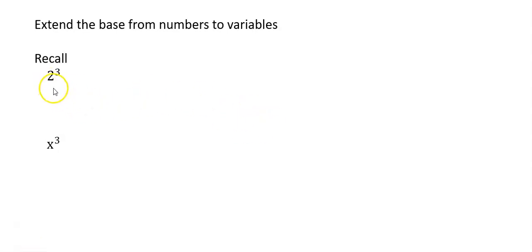So first we recall the definition of exponents. 2 to the third means we multiply 3 copies of the base number 2. So this equals 2 times 2 times 2. And if we replace the base 2 with a variable, say x, the meaning doesn't change, so we're still going to multiply 3 copies of the base, which is x in this case.